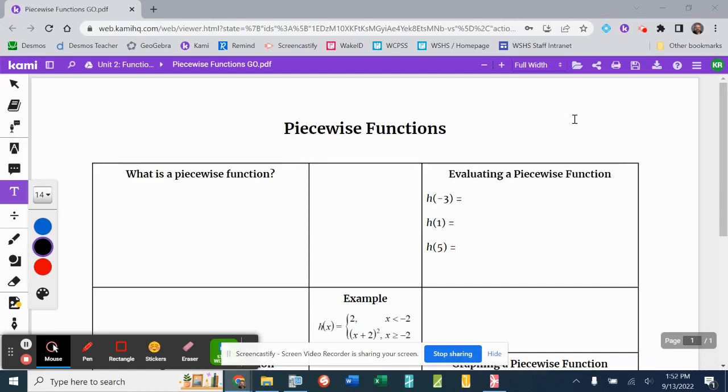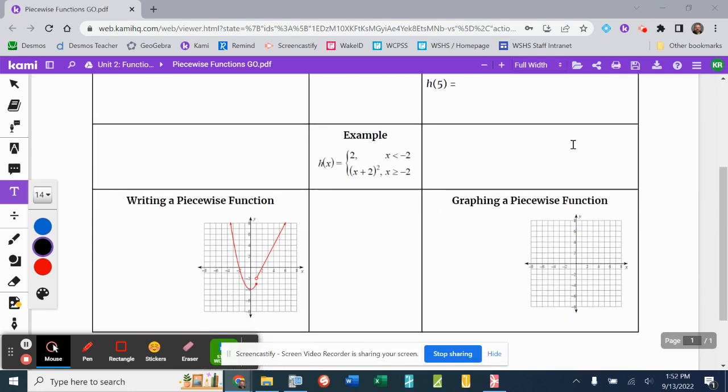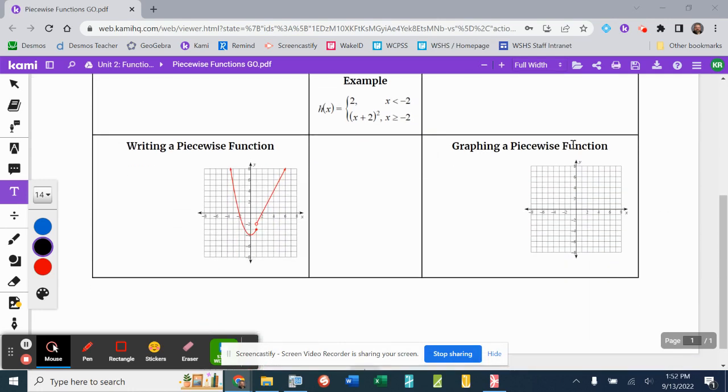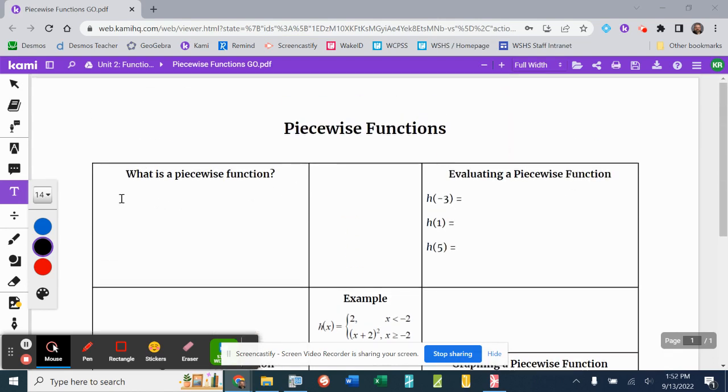All right, this video is to help you fill out your Piecewise Functions graphic organizer. In this video, we're going to talk about what a piecewise function is, how to evaluate a piecewise function, how to write a piecewise function if you're given a graph, and finally how to graph a piecewise function. Let's start with the definition.